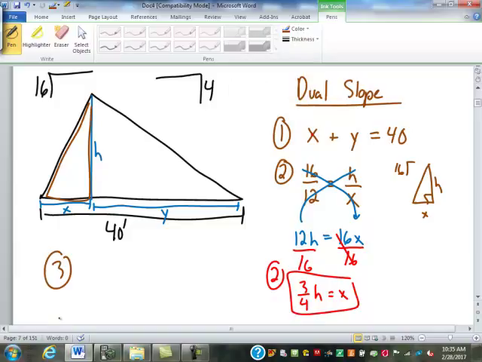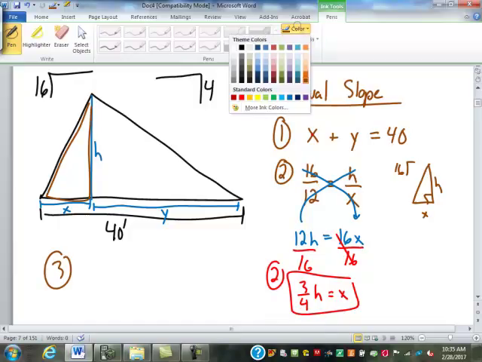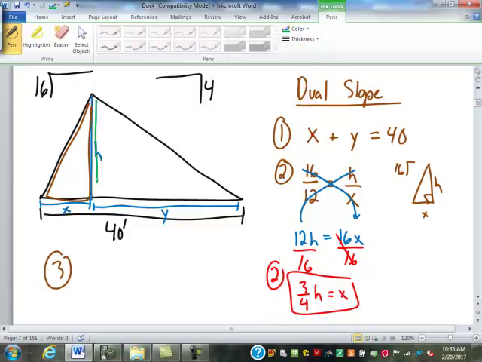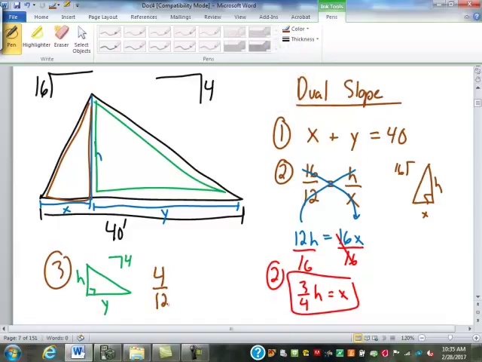My third equation is going to have to involve what 2 variables have not been paired together yet? H and Y. That would be this triangle that deals with H and Y. Here's H, here's Y, and this is a 4/12 slope. So we know that 4 over 12 equals H over Y.